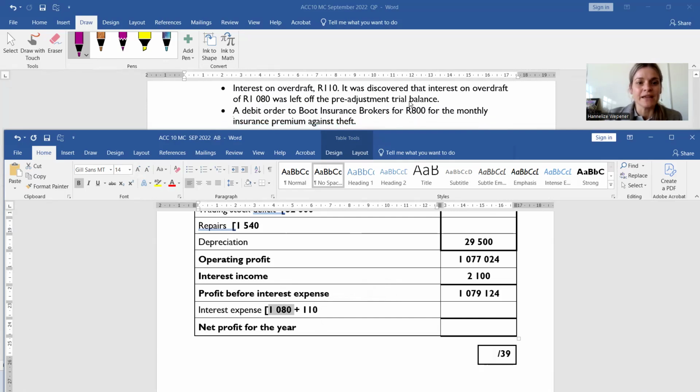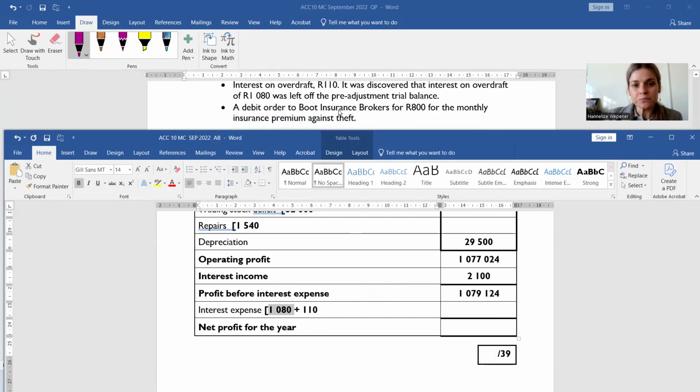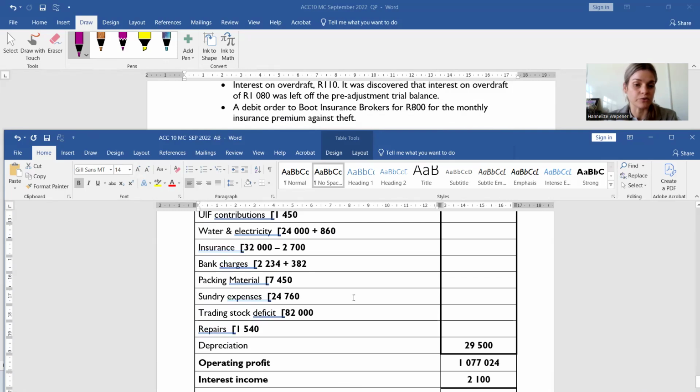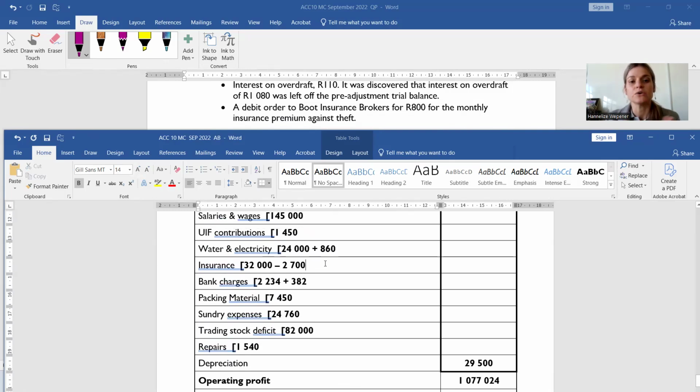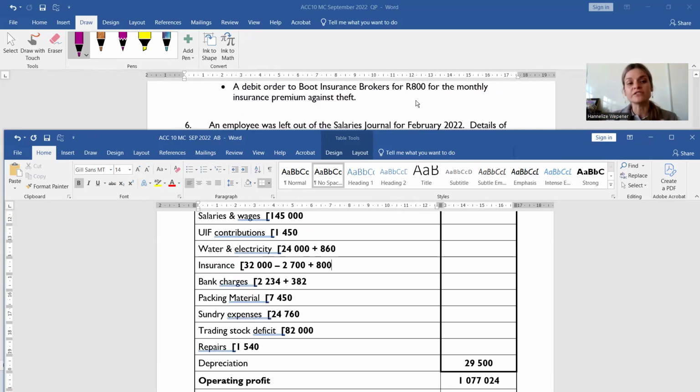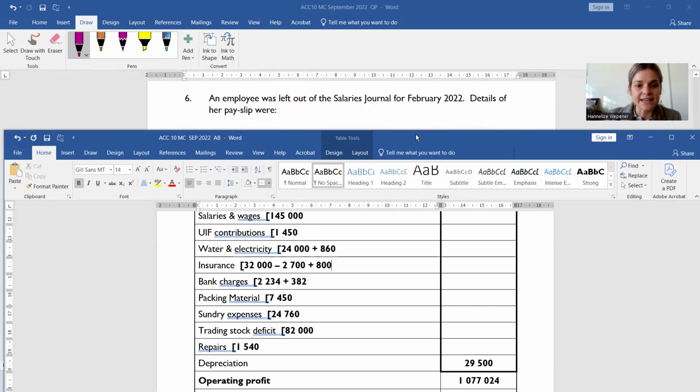It should be there. Then the last one says a debit order to Boot Insurance Brokers for 800 Rand for the monthly insurance premium against theft. So we also saw on our bank statement, after we have already now recorded all of our transactions, that we actually also have another insurance payment that we made that we have not yet included in our insurance. So if they tell you that you received the bank statement after the trial balance had been drawn up, it means that you must just simply go and record all of the transactions that you now saw on your bank statement. Right, we are almost done again.